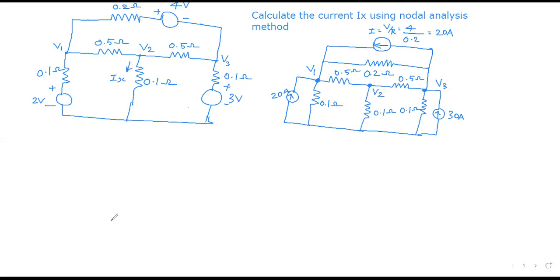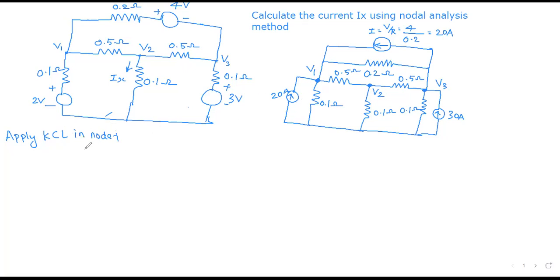Okay, now let me start applying Kirchhoff's current law. Apply Kirchhoff's current law in loop, sorry, not loop. For mesh analysis we should use the word loop. Here it is Kirchhoff's current law in node 1. So we should apply Kirchhoff's current law for node 1.